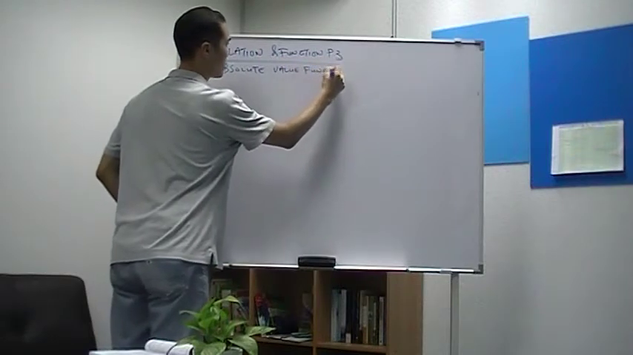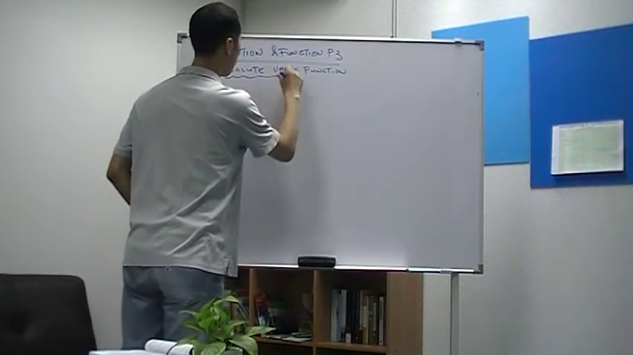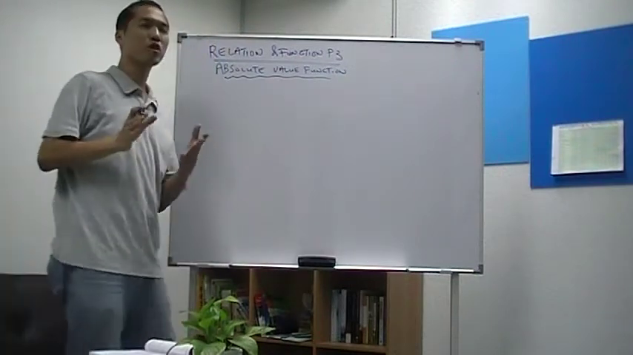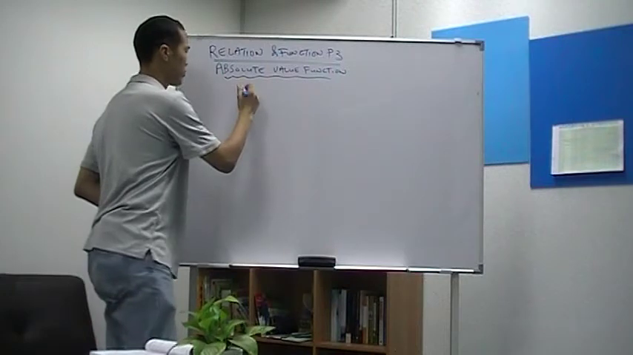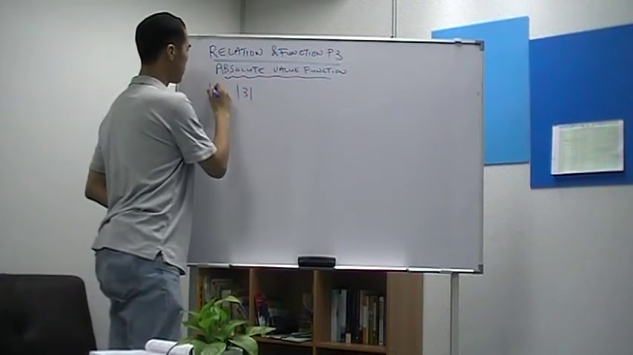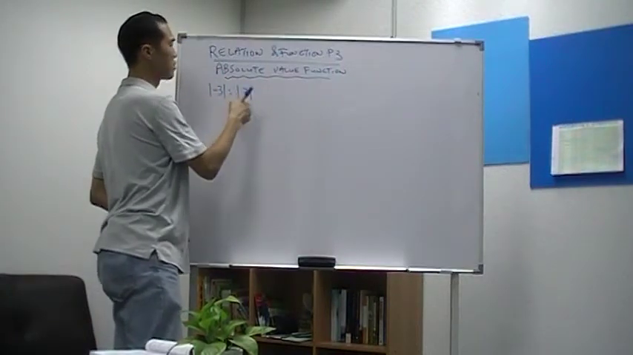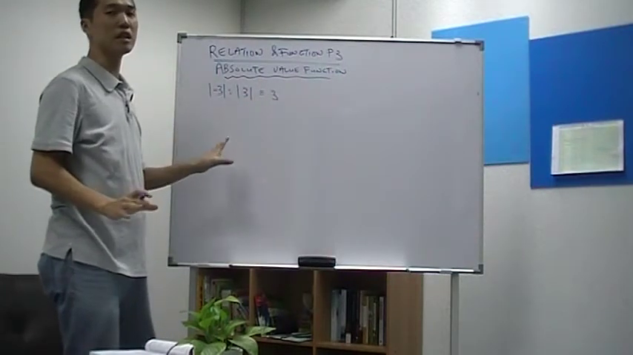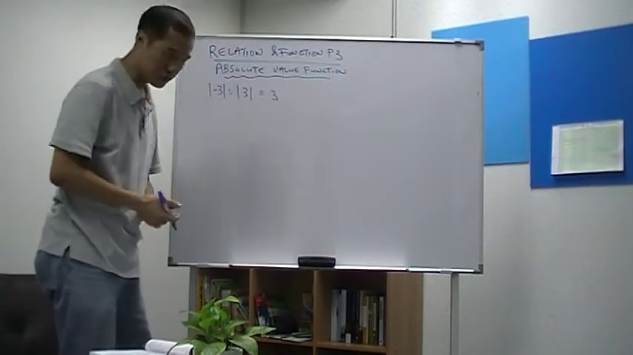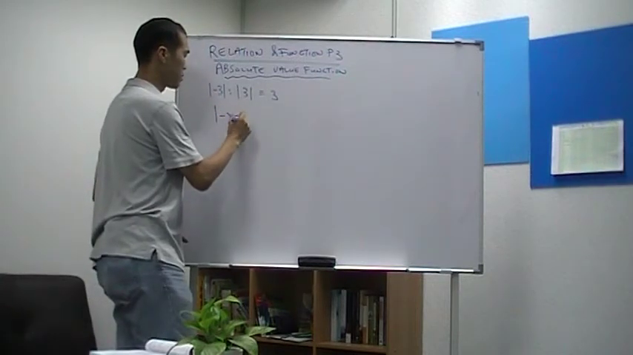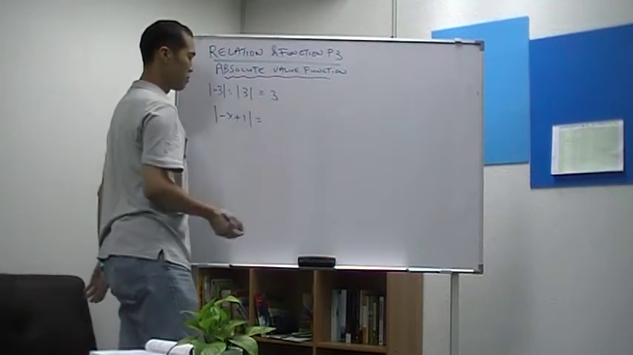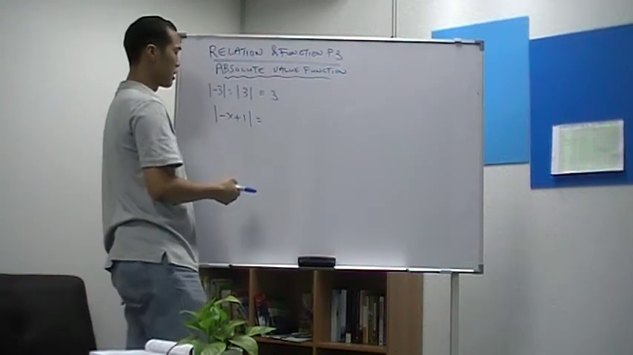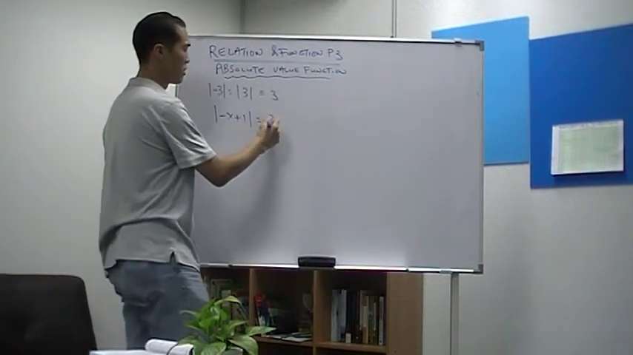Alright, so technically, we're going to do the equation first. When I talk about absolute value, the absolute value of 3 or negative 3 is equal to 3. Whatever is positive or negative inside always becomes positive. For example, if I have the absolute value of negative x plus 1, it always becomes positive. So technically, let's say this is equal to 3.